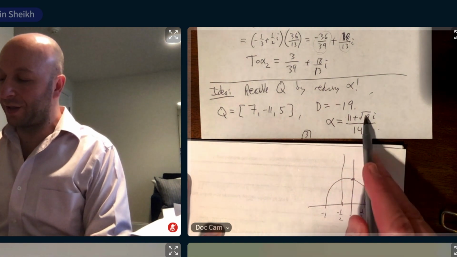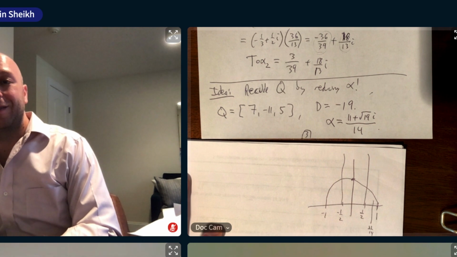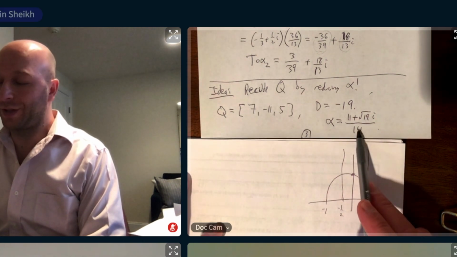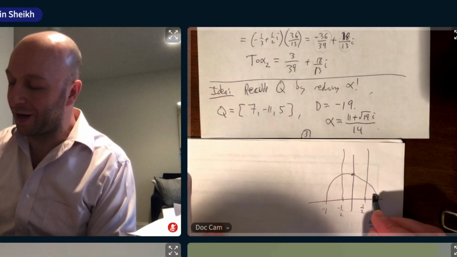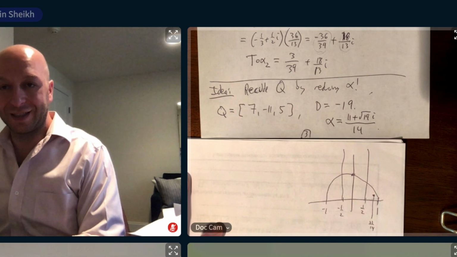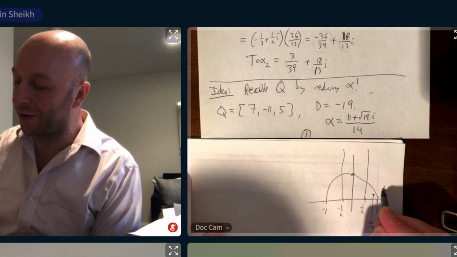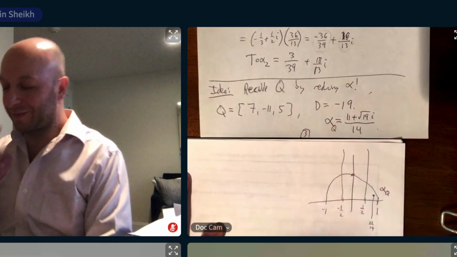11/14, and then what's roughly the size? What's root 19 over 14? Root 19 is about 4. 4 over 14, a third-ish. So it's somewhere down here. It's pretty small, 0.31 or something. Okay, so this is our alpha, our original alpha, alpha sub q. Does everybody see that?